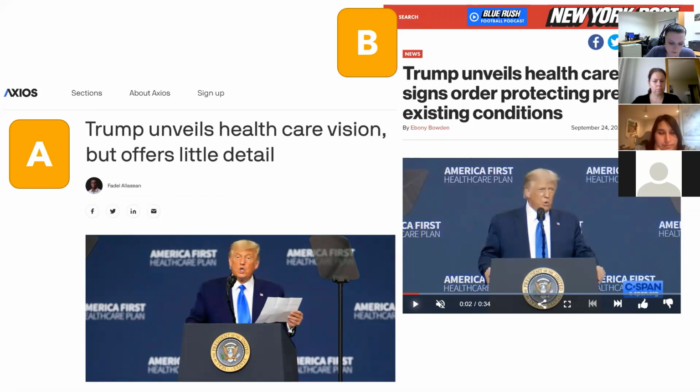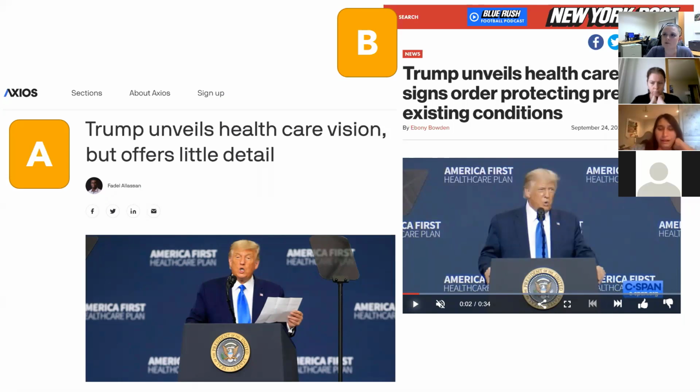Although as you read the story, they do lay out the facts of the plan and compare it to the existing Affordable Care Act. So they're giving a little context to why they say little detail, and they provide some perspective. So I think if we had to pick one, I agree. I think A would be more biased, but definitely not that bad when taken in context with the rest of the article.